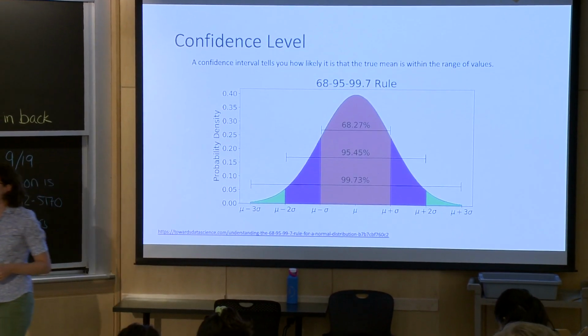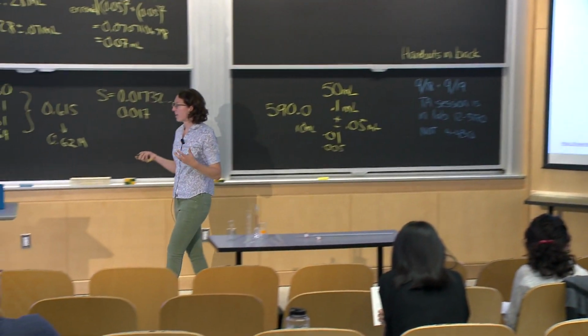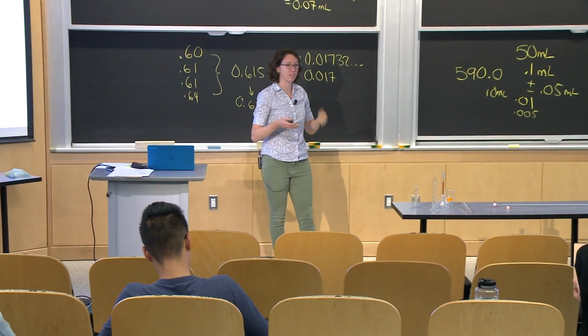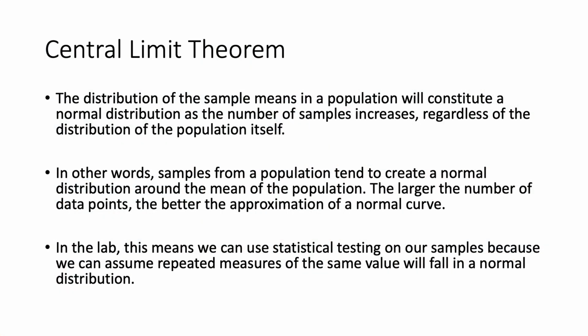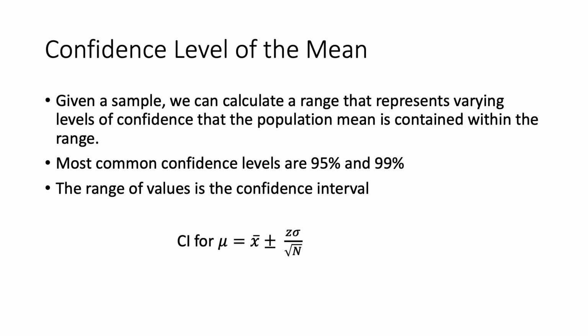So we can use this when we are calculating the accuracy or how confident we are that we have measured the population mean with the samples that we have taken in the lab. We can do this because of the central limit theorem, which states that the distribution of sample means in a population will constitute a normal distribution, even if the population itself is not normally distributed. So if you take a bunch of samples or measurements in the lab, you can use the normal distribution to statistically analyze them, even if you don't know the distribution of the population itself.